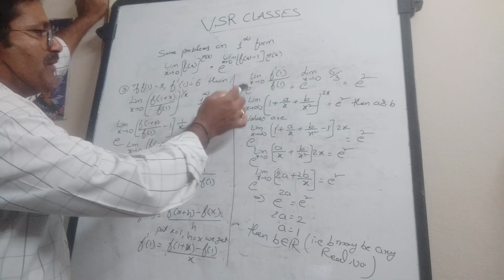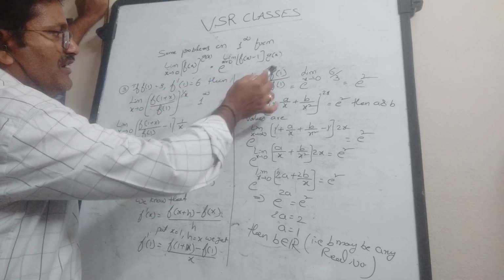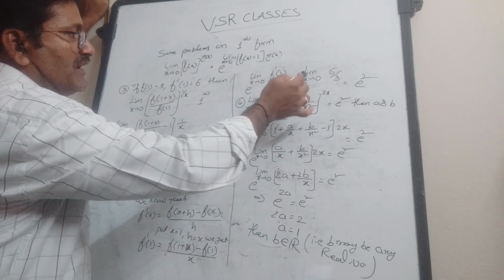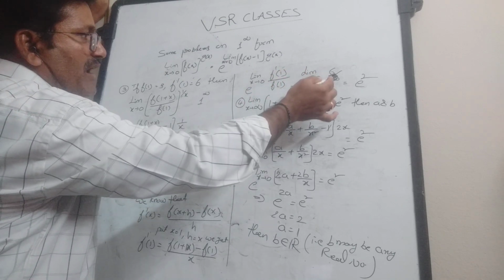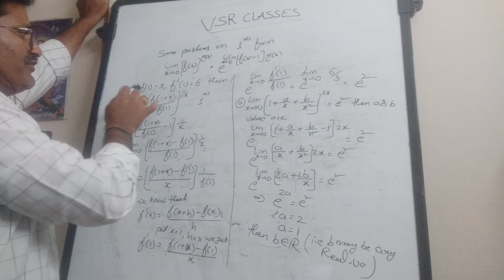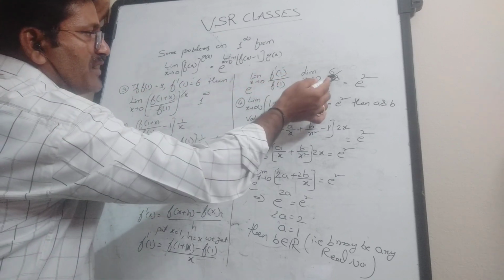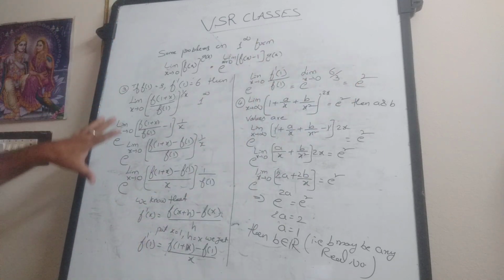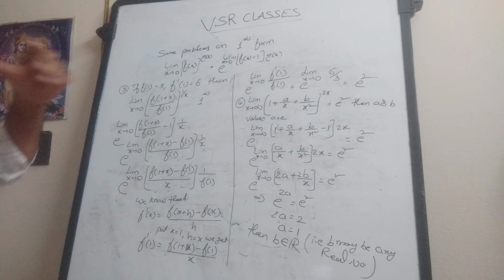Now e power limit x tends to 0, f dash of 1 upon f of 1 is equal to e power limit x tends to 0, 6 by 3. What is this value? Already mentioned here, 6. And here f of 1 value is 3. So 6 by 3 is nothing but 2, e square. The result is e square for this one.